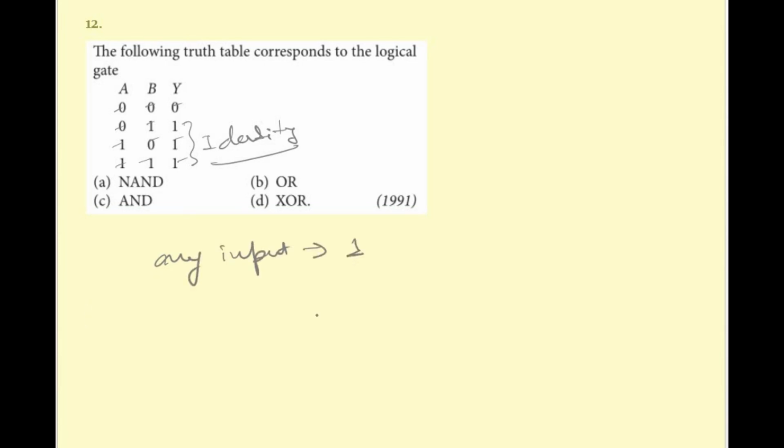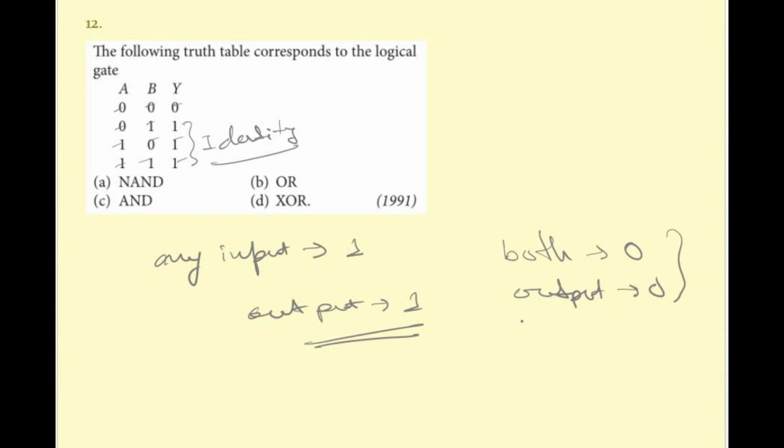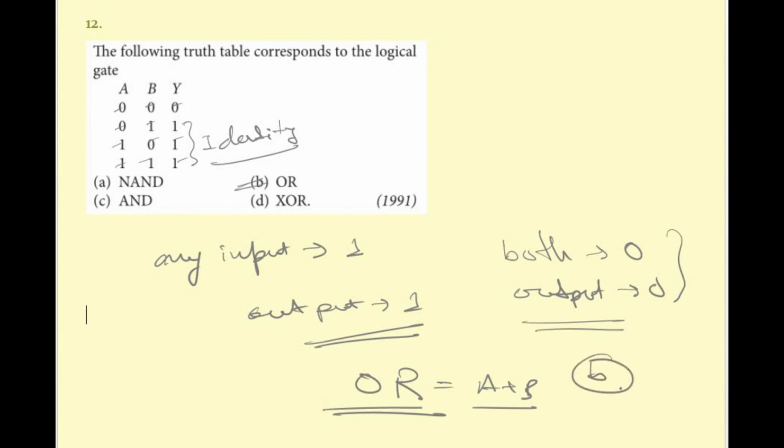So for any input 1, output is 1, and for both 0, output is 0, and this condition resembles the OR gate, that is A plus B, and the OR gate is here, B. B will be our correct answer.